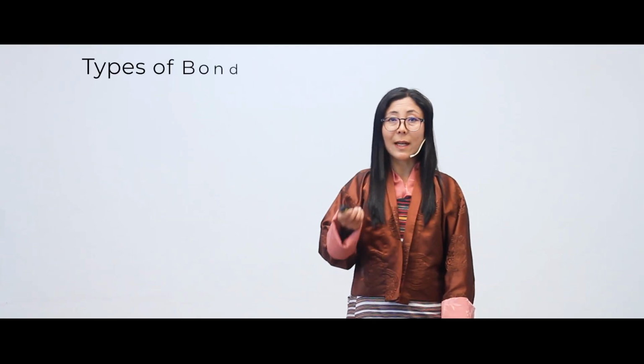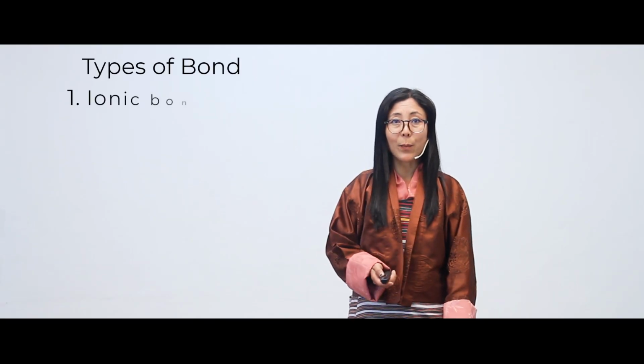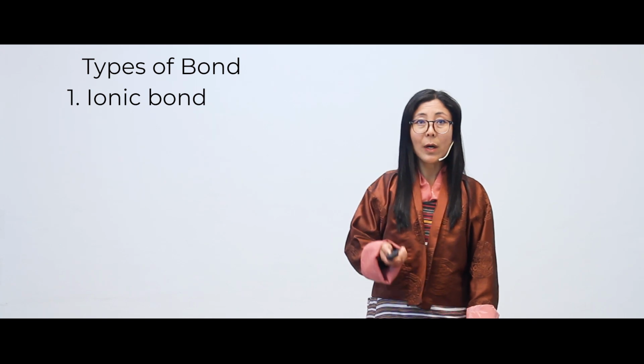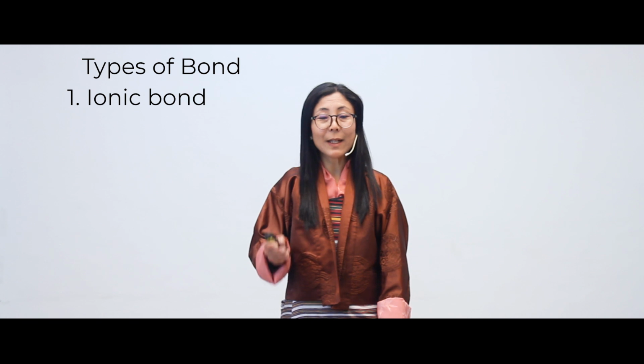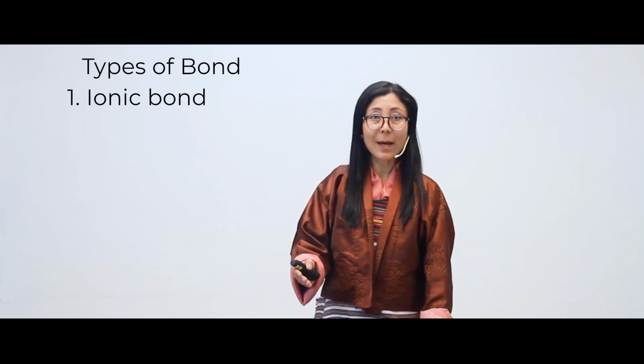We're going to look at the types of bond. The first type is ionic bond. Let us see how ionic bonds are formed. In order to understand ionic bond, let us take an example.